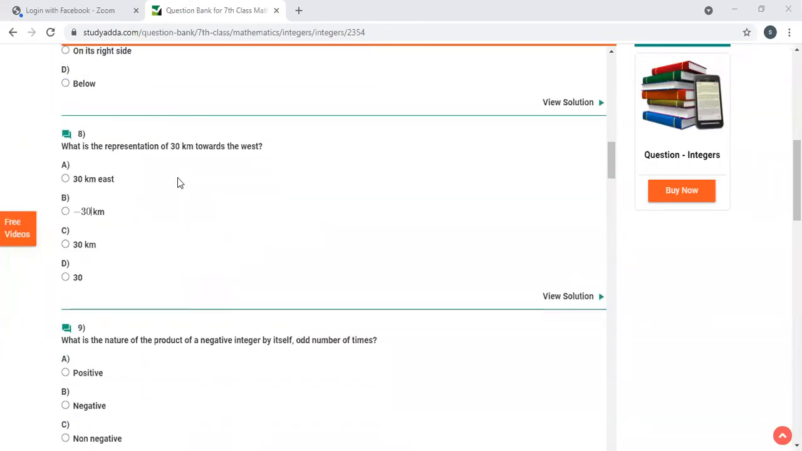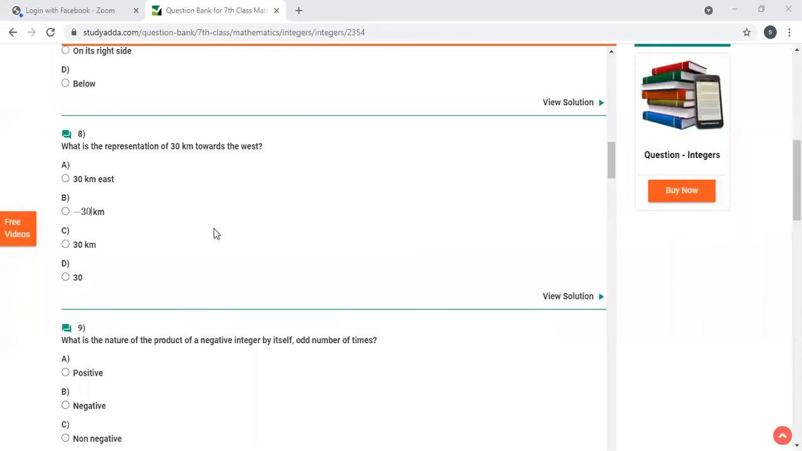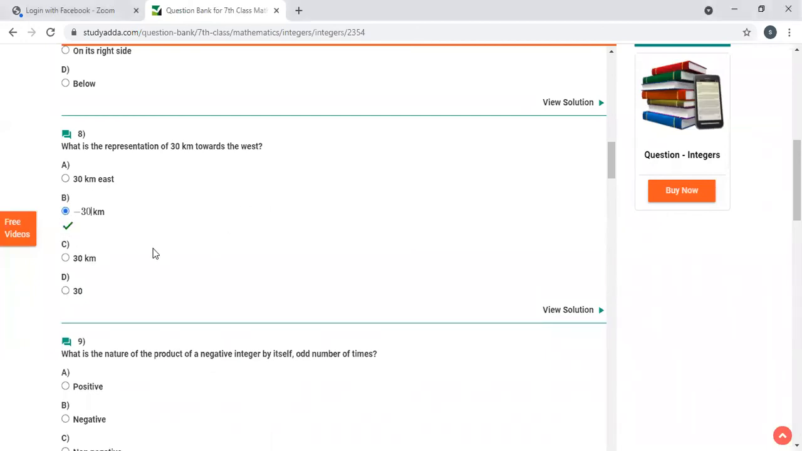What is the representation of 30 kilometer towards west? Ma'am, 30 kilometer east. I said how you will represent this. I haven't asked about the opposite. No. -30. Yes, towards the east you have positive, towards the west you have negative. So this one will be the answer.